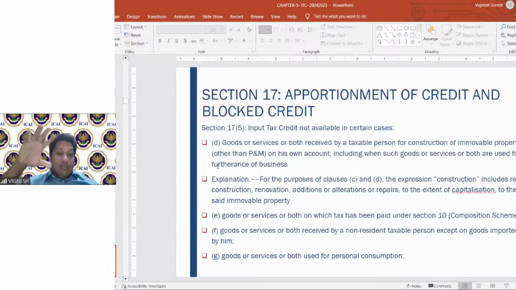Furtherance of business means it's not as if I'm purchasing that and selling that or something. It's not that. It's for the purpose of business. Example, I am constructing a factory for my manufacturing unit. I need a factory building. I'm constructing that building. What is it used for? It is used for furtherance of business. So that is not allowed. Don't get confused with that and with C and D. I hope you got the distinction now.